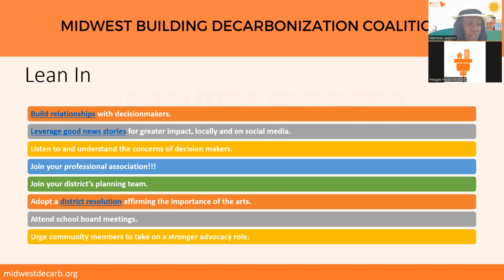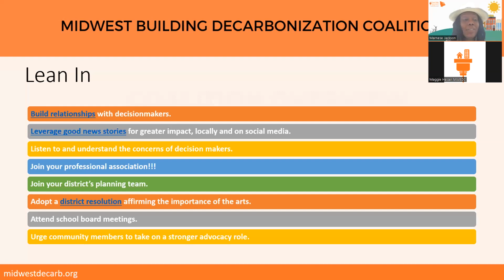Leverage good news stories for greater impact locally and on social media. Listen to understand the concerns of decision makers. Join your professional organizations, associations. Join district planning teams or other boards that are related to the topic that you're advocating for. Adopt resolutions affirming the importance of art, sciences, and then attend school board meetings.